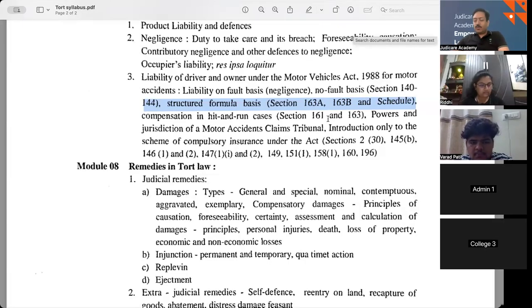Okay, so now in today's class, we'll move to structured formula basis, chapter 3 under module 7. We had completed up to no fault basis, sections 140 to 144, earlier. So structured formula basis is basically covered under section 163A, 163B and the schedule.